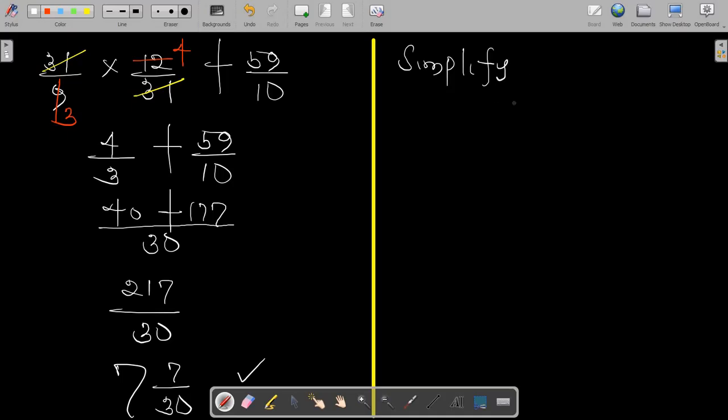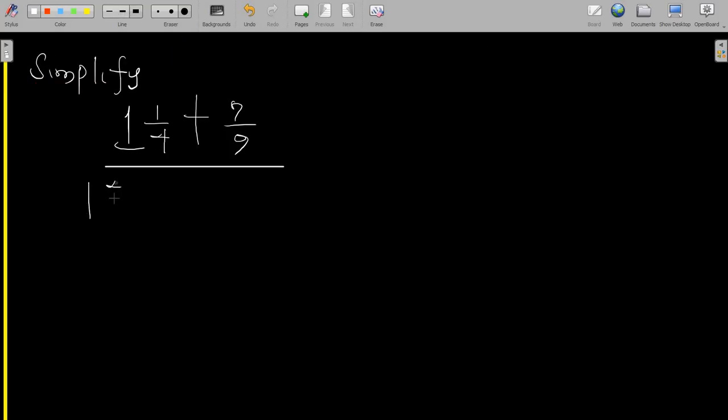We are asked to simplify 1 whole number 1/4 plus 7/9, then divide by 1 whole number 4/9 minus 2 whole number 2/3, then times 9/64. Now this is quite easy. So let's deal with the numerator first before the denominator.